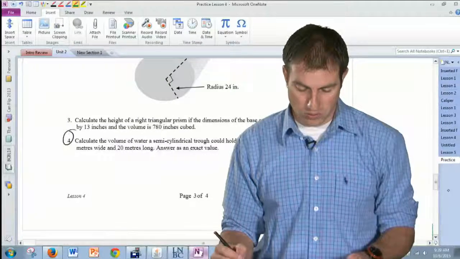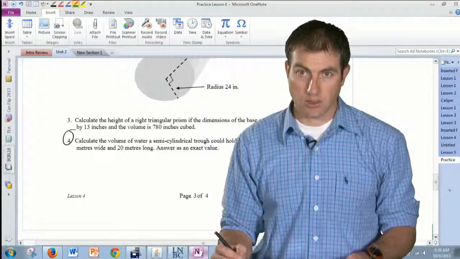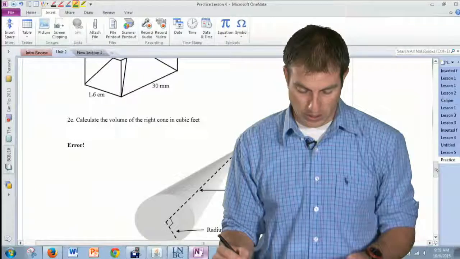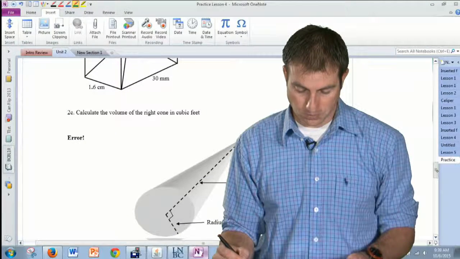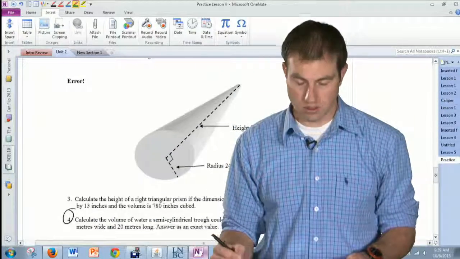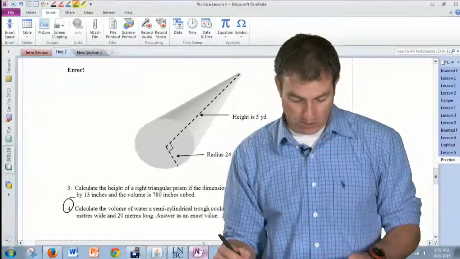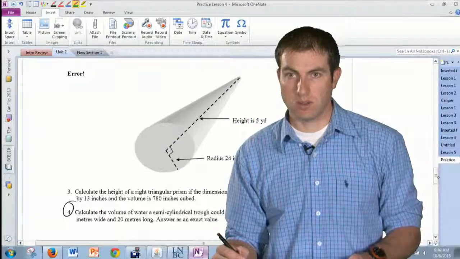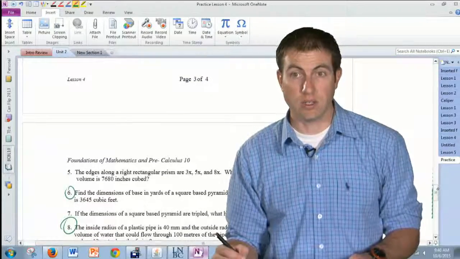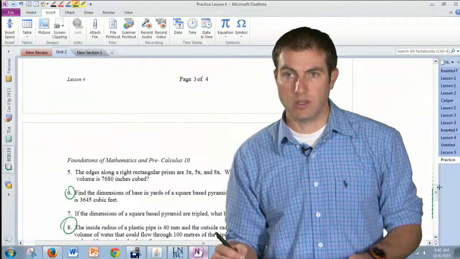4 is calculate the volume of a semi-cylindrical trough. Lesson 3, 2C: calculate the volume of the right cone. Okay. We have too many questions and not enough time. So let's have a vote. Who wants 2C and who wants 4, 6, or 8? Just type one into chat. I'd be happy to do one.